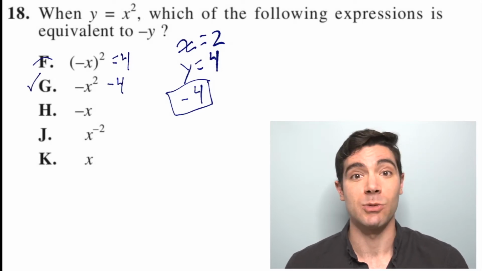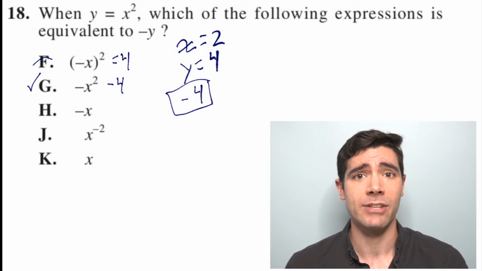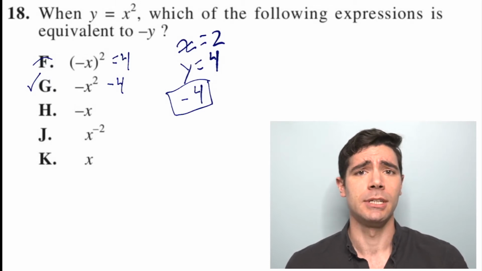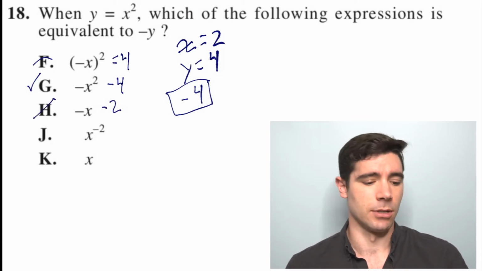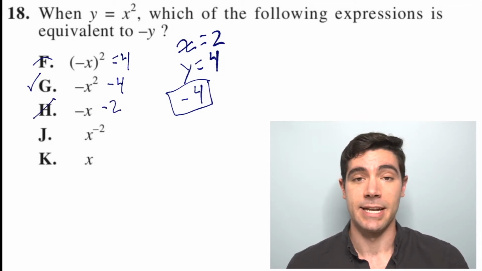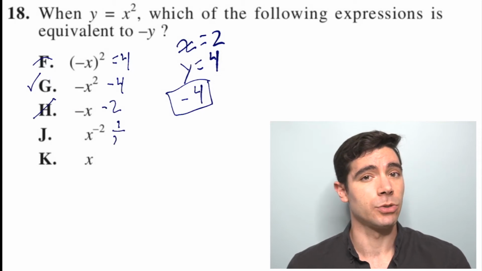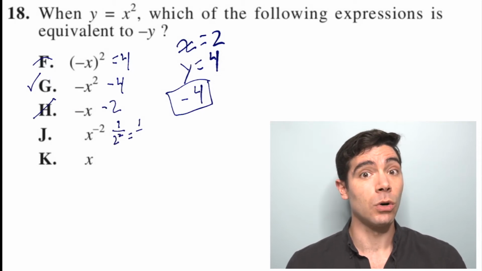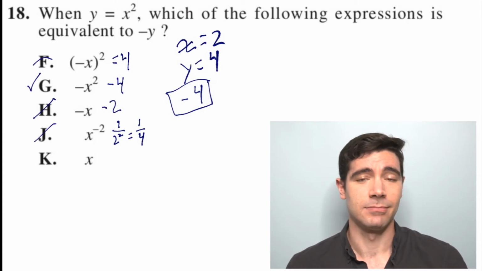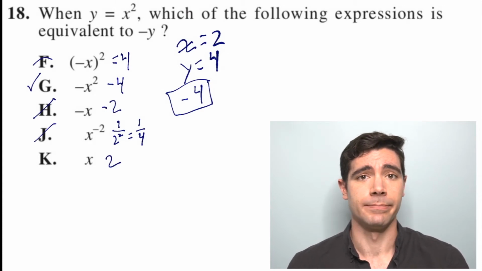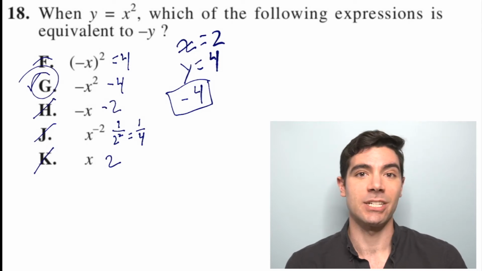Well, that's negative 4. All right, well, G seems like it works. Let's go on, just in case we picked funky numbers that happen to work for more than one answer choice. H, negative x. Well, that's negative 2, which last time I checked is not negative 4. J, x to the negative 2. Well, that would be 1 over 2 squared, which is 1/4, which is cool, but still not negative y. Sorry, J. And then K, which just says x, which would be 2. Sad, not the answer. All right, then I guess it was G.